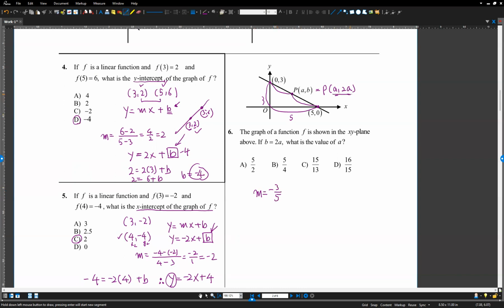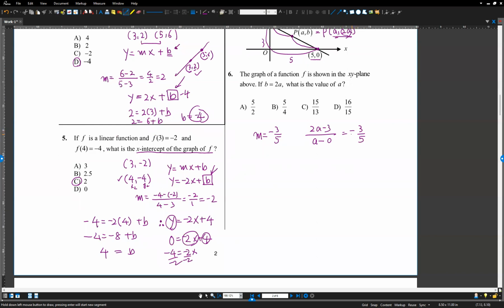But using this point and this one, or this point and this one, I put this one. Okay, that's fine. The slope is what? 2a minus 3 over a minus 0. That must equal what? Negative 3/5, isn't it? Same slope.